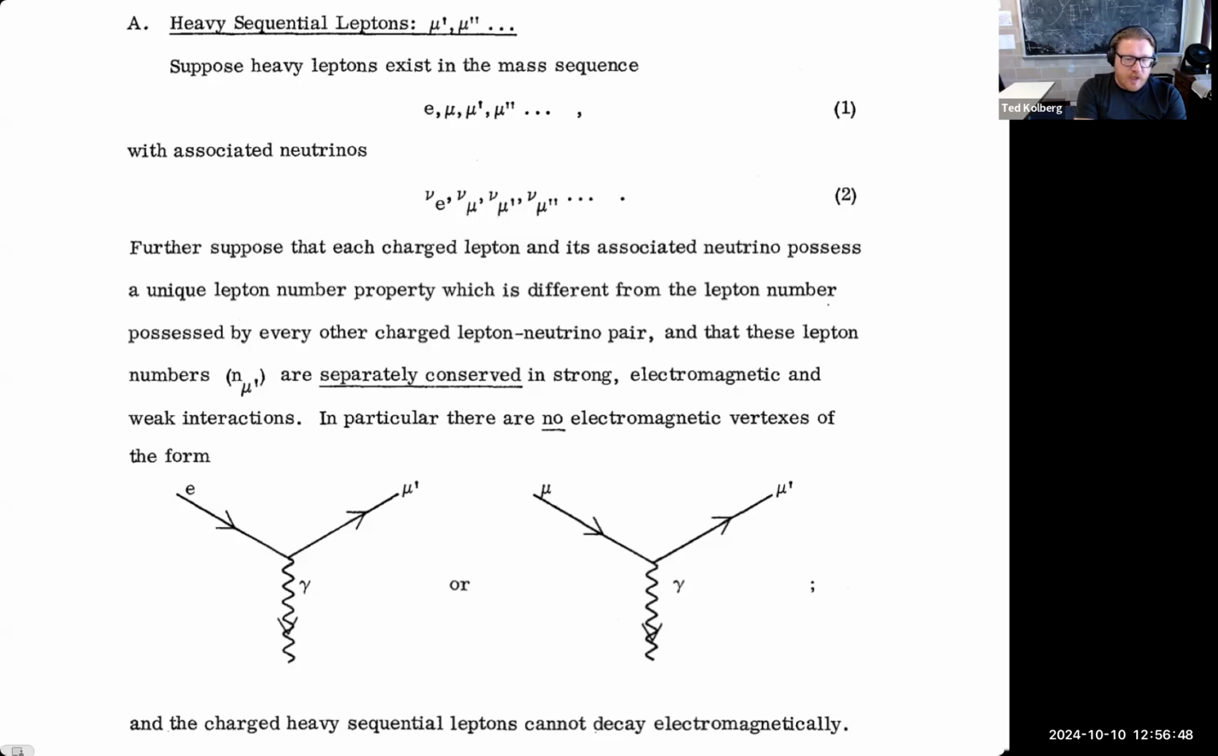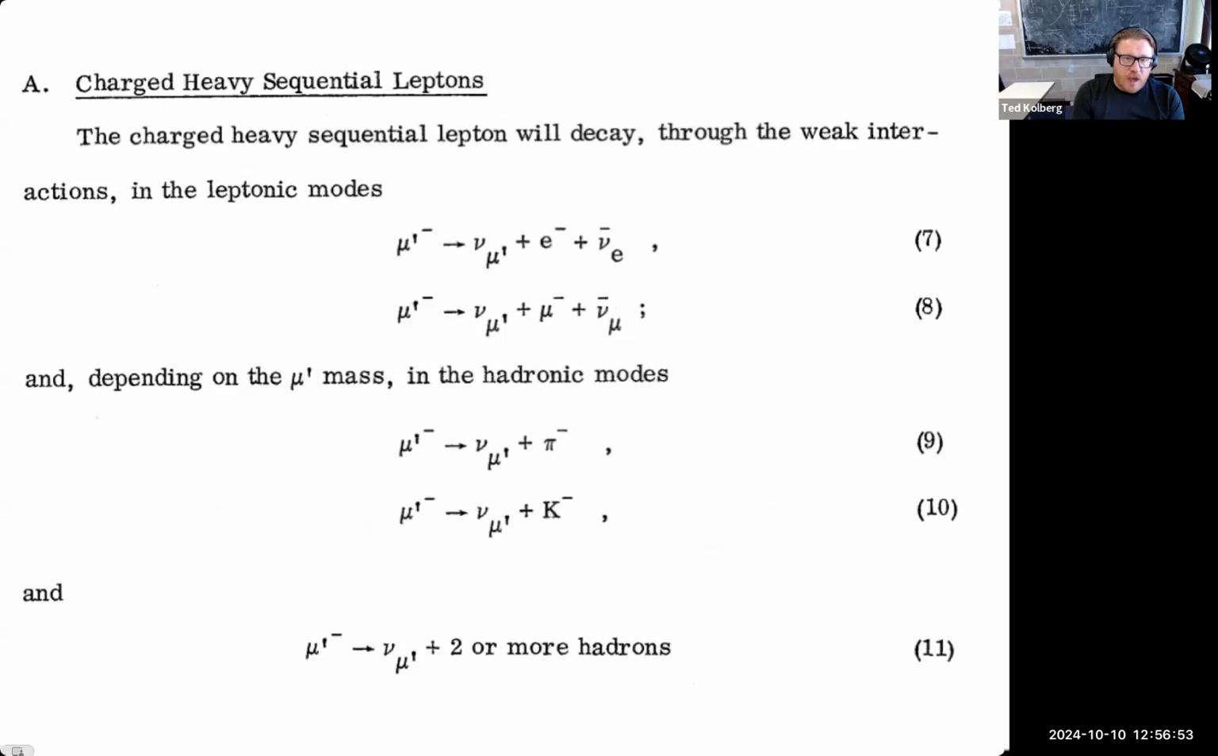And therefore, the heavy sequential leptons would not be able to decay electromagnetically. The only option available to them would be to decay as the muon does through the weak interaction in these fully leptonic modes, which again are exact analogies for the decay of the muon to the electron through emission of 2 neutrino species. However, the muon is forced to decay this way because there are no lighter states available for it to decay to other than to the electron.